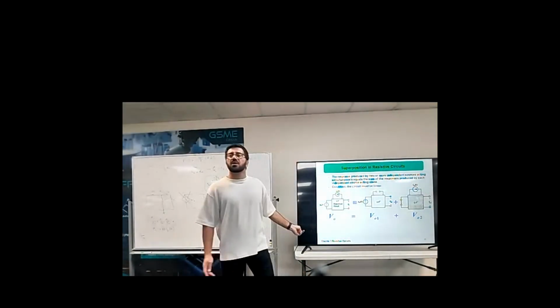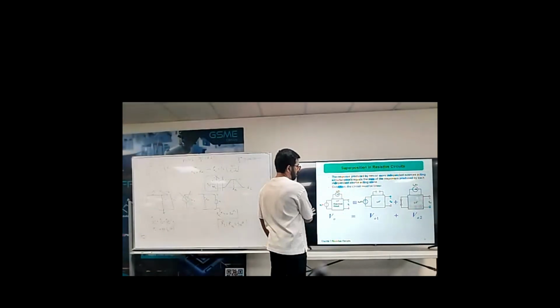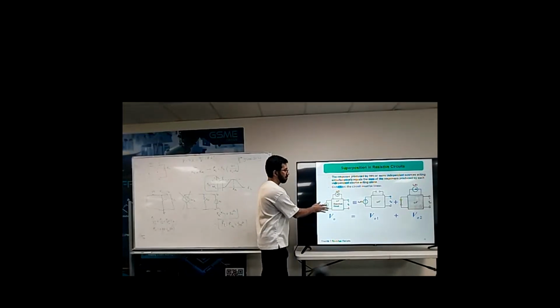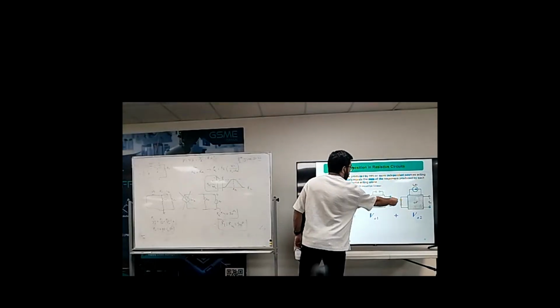For example, here we have two independent sources. Since this circuit is linear, you can consider only one of these independent sources at a time. I omit this one, remove it. Removing the current source means we should open circuit it. So I calculate the output voltage VO1, and then I take IS, remove VS, and calculate VO2.